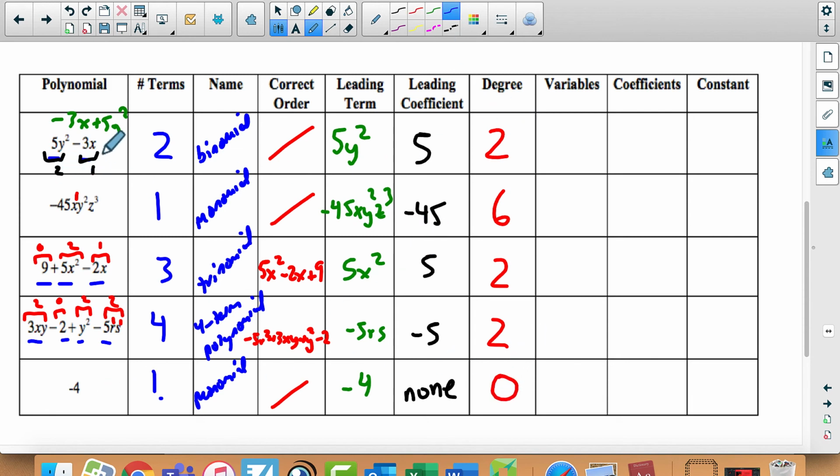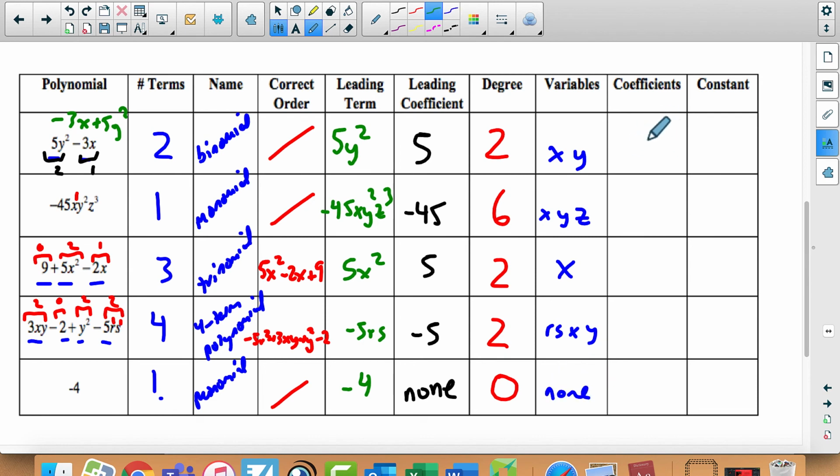Variables, you're just writing down whatever letters you see. I see an X and I see a Y. Might as well put them in alphabetical order. I see an X, Y, and a Z. I see an X and that's it. I see an X, Y, and also RS, so I guess I have R, S, X, and Y. And variables here, there is none.